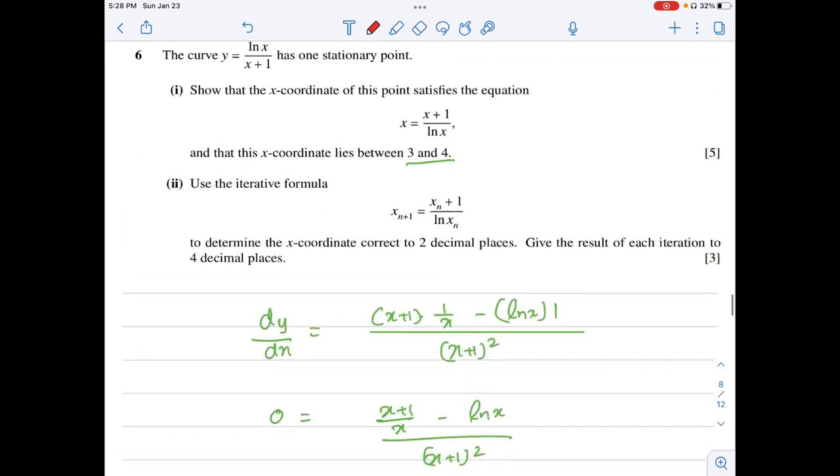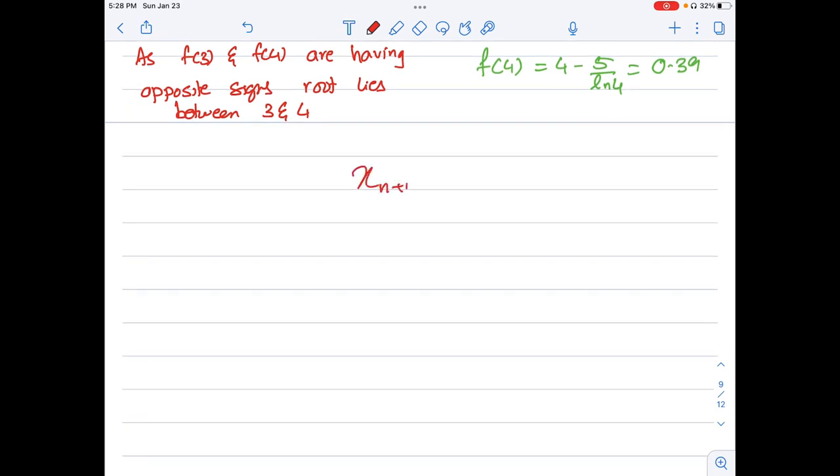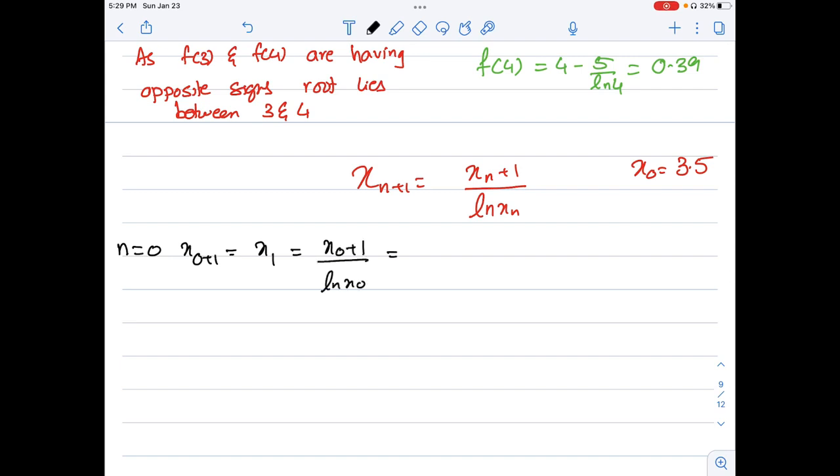Now to the next part. Use this iterative formula. What was that iterative formula? x n plus 1 is equal to x n plus 1 upon ln x n. And we know that it lies between 3 and 4. So we will take the initial value as 3.5. n is equal to 0. So x0 plus 1 is equal to x1 is equal to x0 plus 1 upon ln x0, which is 3.5 plus 1 upon ln 3.5. It should be giving me 3.5921.